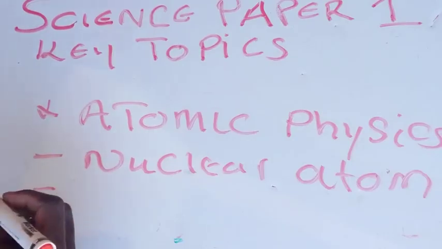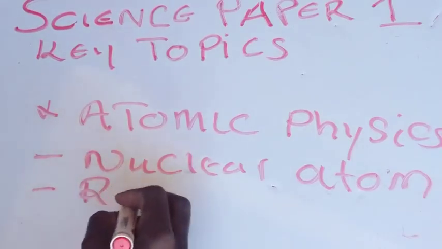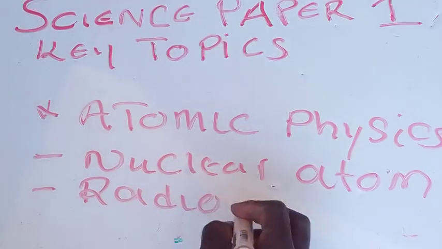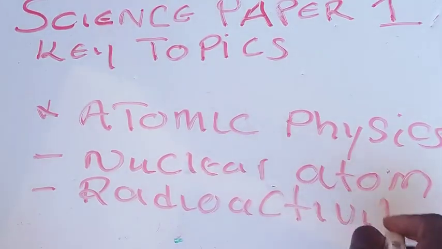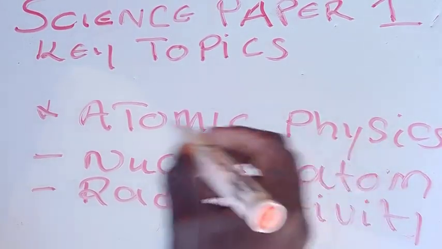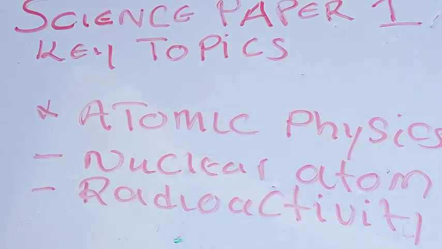Then the last point you need to understand is radioactivity. So understand radioactivity and the nuclear atom. These are the major topics in physics in Science paper 1 that you need to understand.